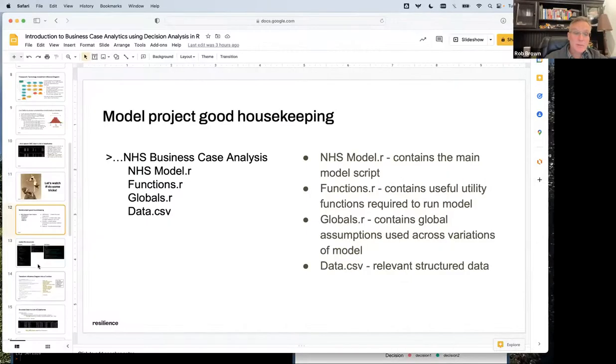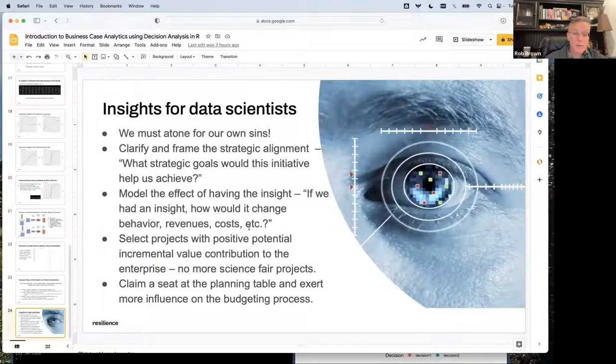If I go back to my presentation notes, this is where this brings us. I think as data scientists, myself included, we need to do a better job of atoning for our sins. What I mean by that is that rather than just diving in and doing data analysis for its own sake, even though we might think that it has a broader application, we need to do a better job of clarifying and framing the strategic alignment of the data analysis projects that we're working on. We need to ask ourselves, what are the strategic goals that a data science or a data analytic or a business case analytic effort would help us to achieve?